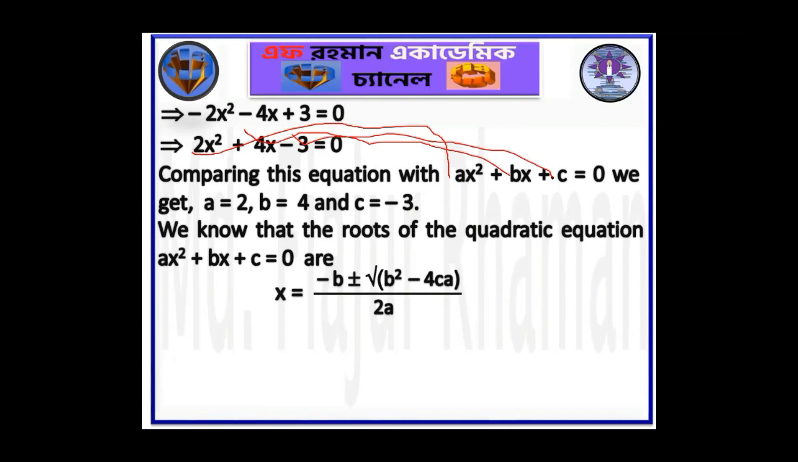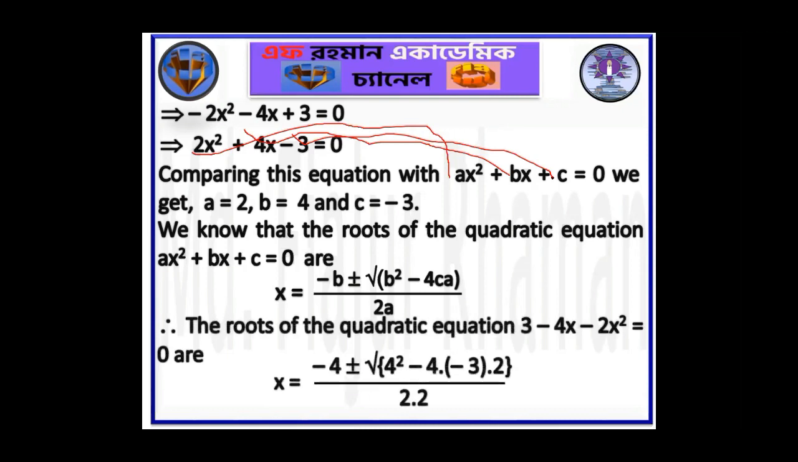We know the roots of the quadratic equation ax square plus bx plus c is equal to 0 are x equal to minus b plus minus square root of b square minus 4ca by twice a. Just we should replace the values of a, b, and c here. We can easily write: therefore, the roots of the quadratic equation 3 minus 4x minus 2x square is equal to 0 are x equal to minus 4 plus minus square root of 4 square minus 4 into minus 3 into minus 2 by 2 into 2.